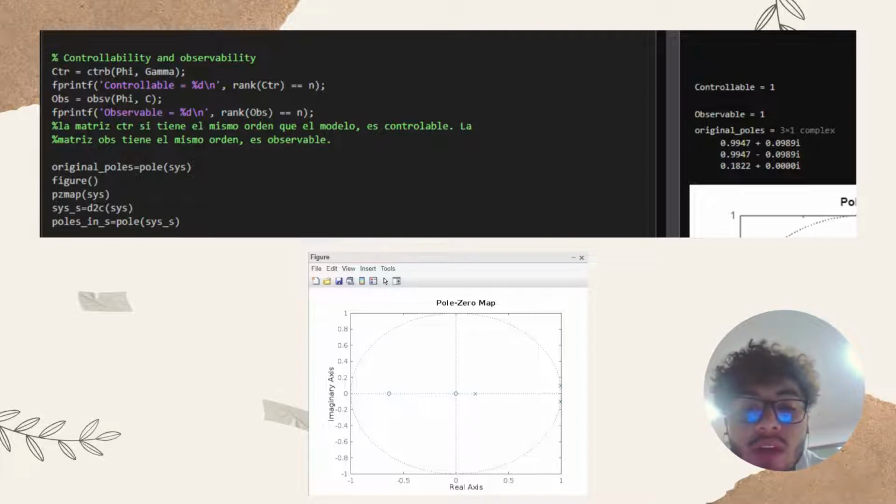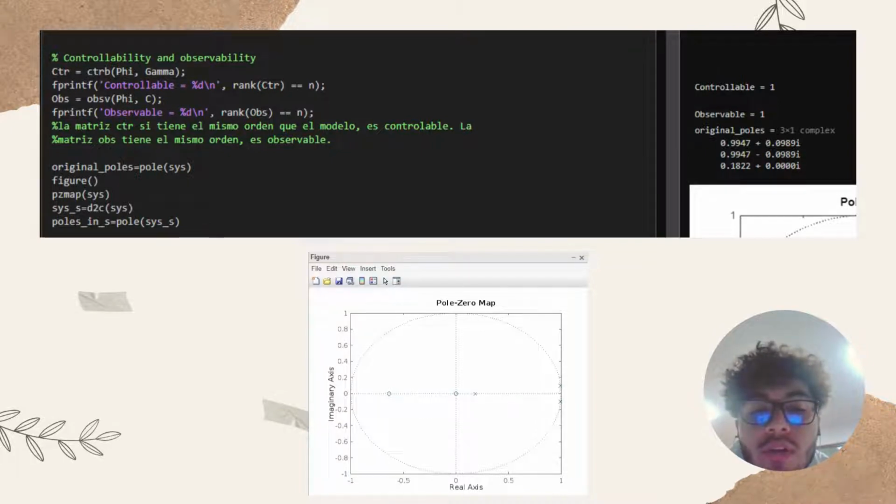Then we have to check the controllability and if the model could be observed. Here, CTR equals ctrb(phi, gamma). CTR is a matrix which gives us the value of 0 or 1. And if it's 1, that means that the system is controllable. And the other matrix, OBS, is to know if it could be observed, and if it has the same order as the model, that means that it equals 1, so it could be observed.